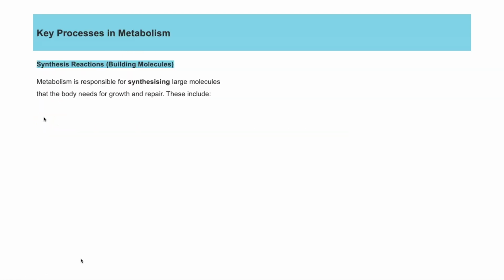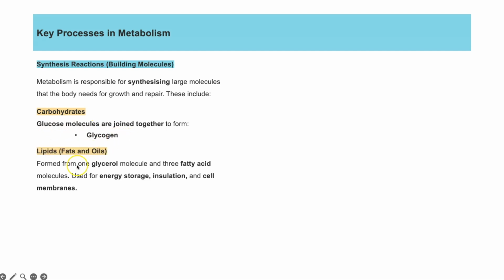So let's have a look at some of the examples then of these synthesis reactions, which means the reactions are building molecules. It could be building carbohydrates. So glucose that has come from digestion and then you've absorbed it could be converted into a larger molecule, glycogen. Or if it's to do with lipids, so fats and oils, you absorb glycerol and fatty acids from digestion. Those could be converted into lipids that are used for energy storage, insulation and cell membranes. And then lastly, it could be making proteins from amino acids.